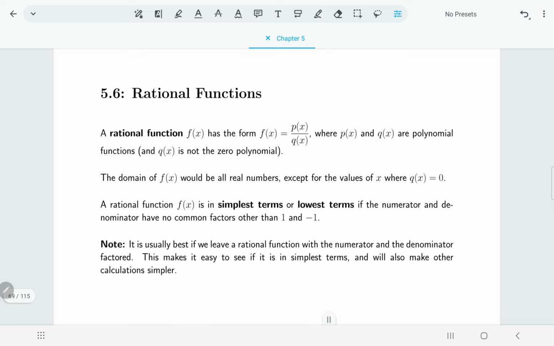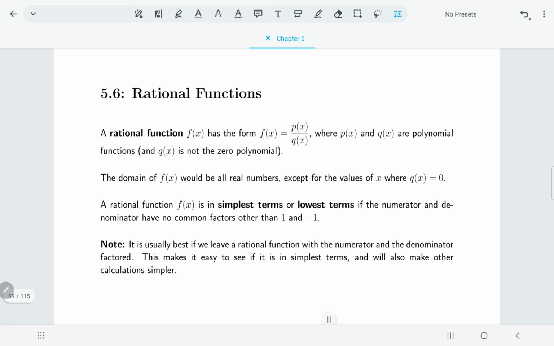Welcome back. In this section, we'll be talking about rational functions. We're going to begin in this video with some properties of rational functions, and then towards the end of this section, we'll start doing some graphing of rational functions.